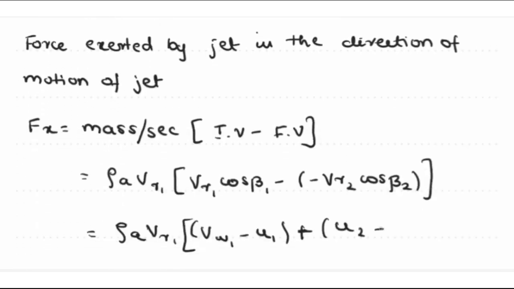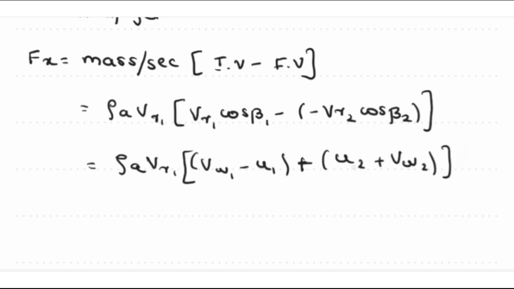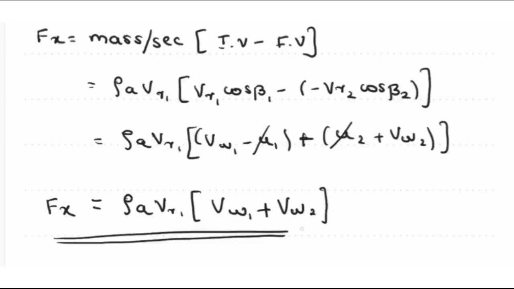U2 plus VW2. So what we have assumed is U1 is equal to U2 is equal to U. So both are same, we can cancel it. So we'll get the equation rho into A into VR1 into VW1 plus VW2. So this will be the equation what we will get. So let us name it as equation number 1.